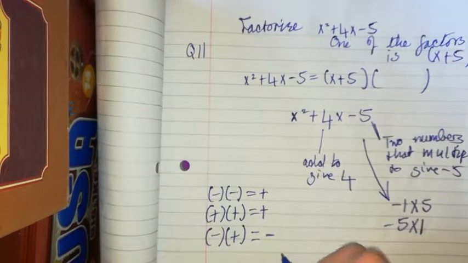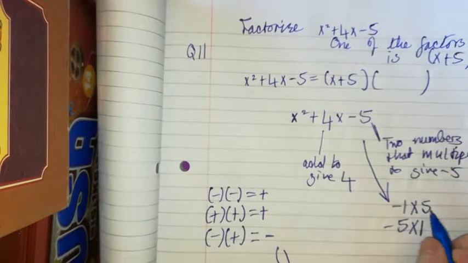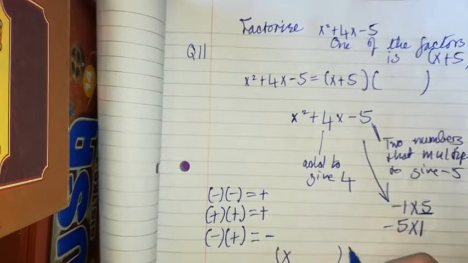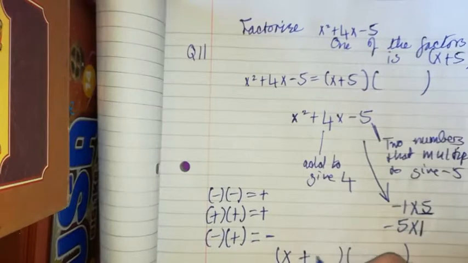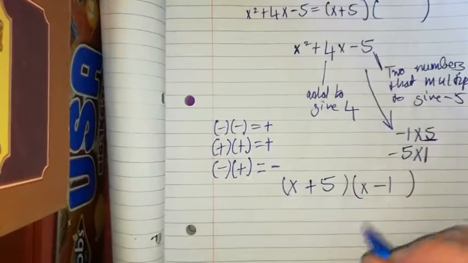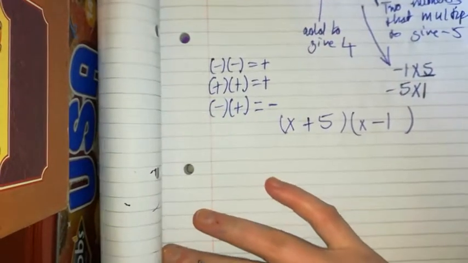So we put x in both of our brackets, and then plus 5 goes in one, which they already gave us, and then minus 1 goes in the other. And that is that factorized.